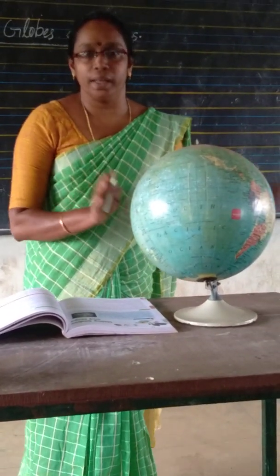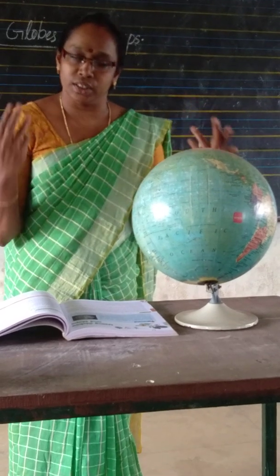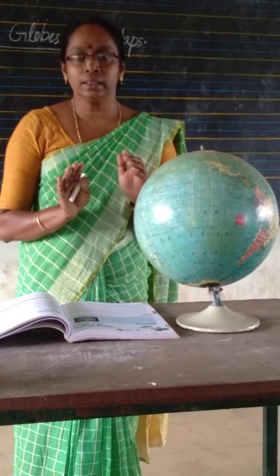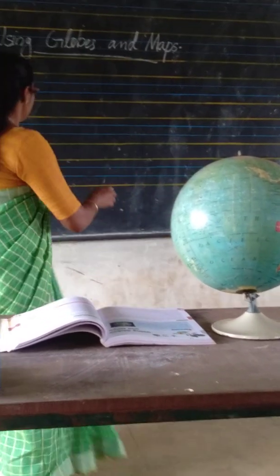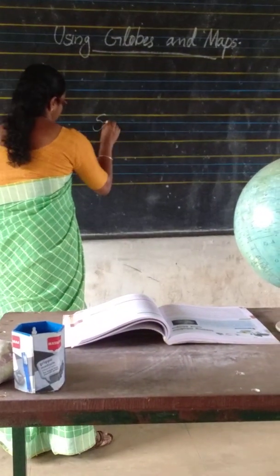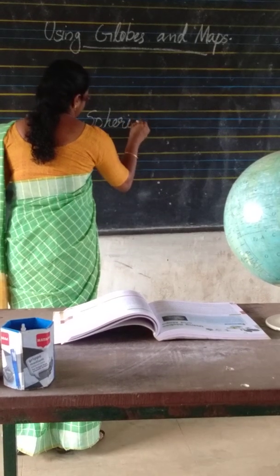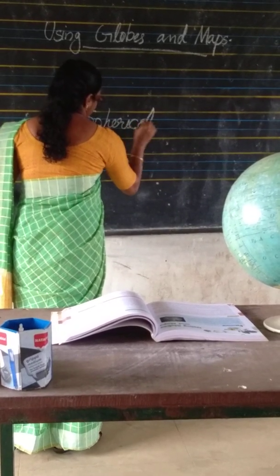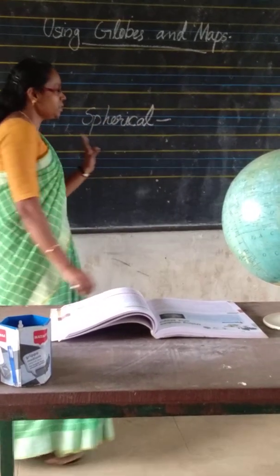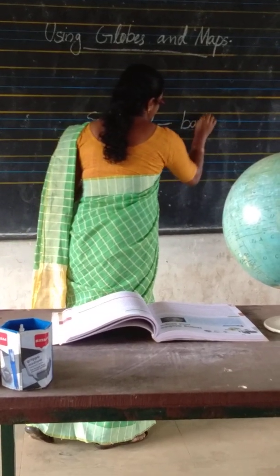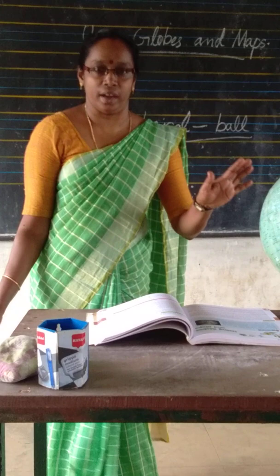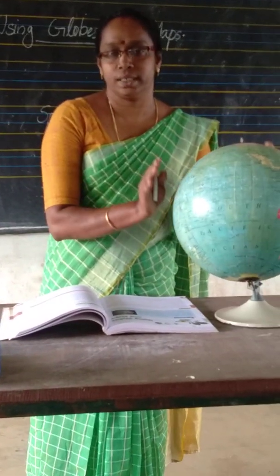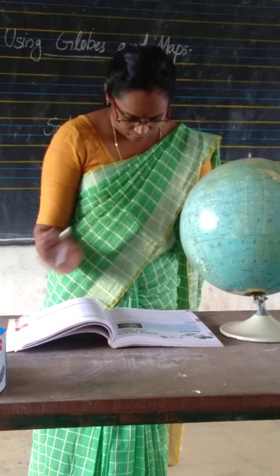What is the shape of the globe or what is the shape of the earth? The earth is spherical in shape. Listen to the word spherical. Spherical in shape. That means a ball-like shape. Our earth is spherical in shape and the globe is also the same as the earth. Miniature model of the earth.